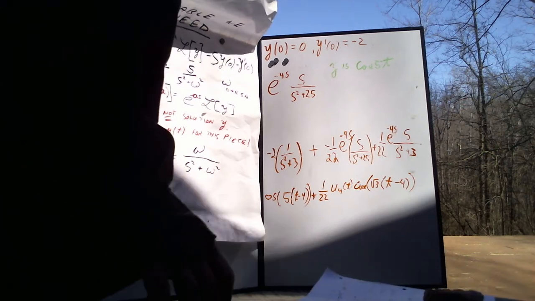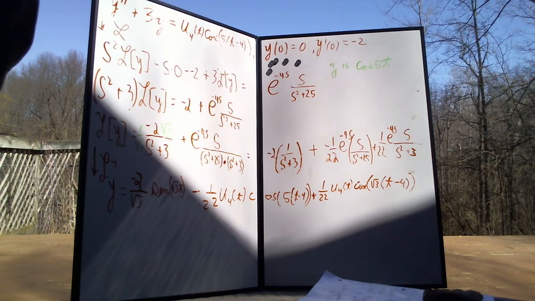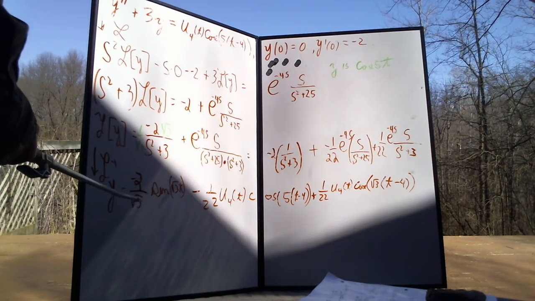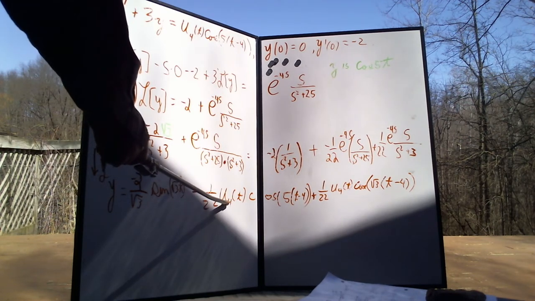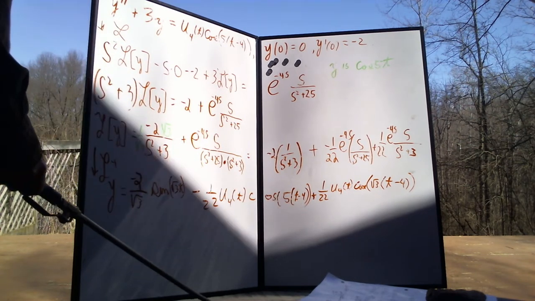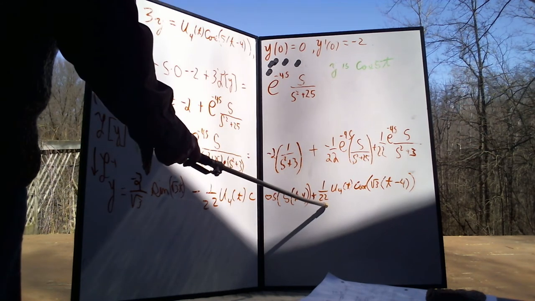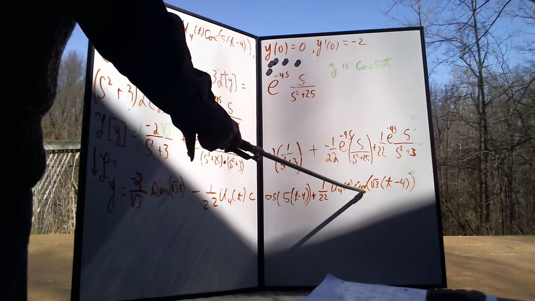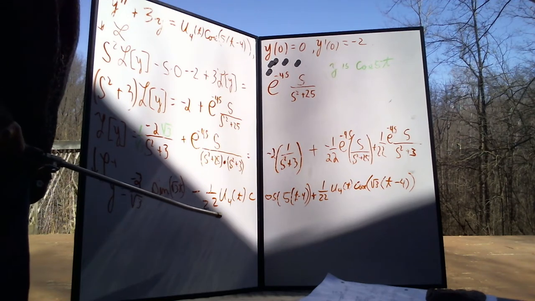So here's the final answer. Check it out. Final answer, y equals this guy, this negative 2 over square root of 3 sine square root of 3t minus 1 over 22 u sub 4 of t times cosine of 5 quantity t minus 4. You should know where all these pieces come from. I'm just following the table. Same thing over here, 1 over 22 u sub 4 of t cosine square root of 3 of t minus 4. This answer checks. I did it.